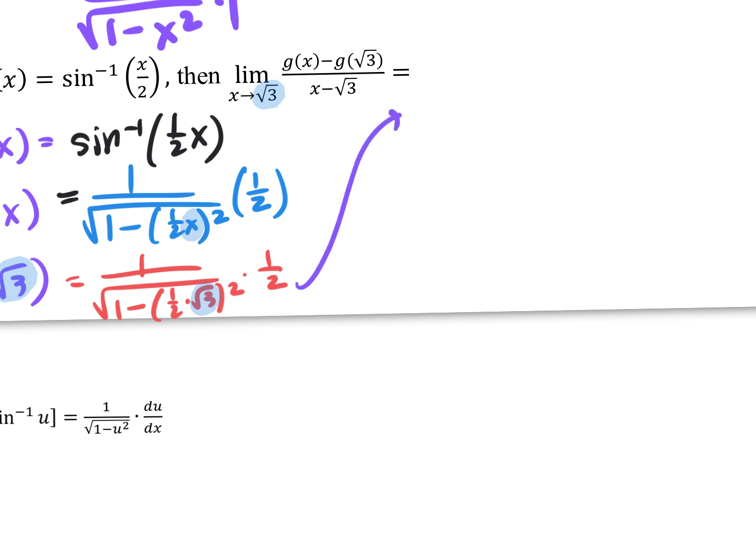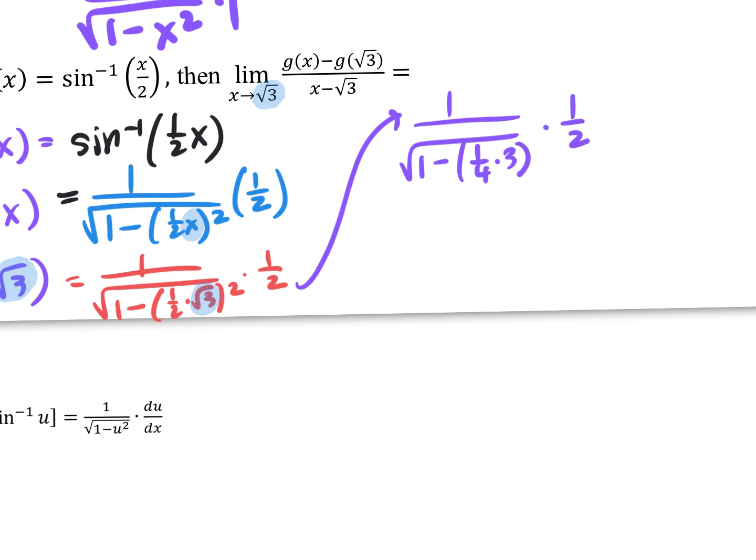Let's do some algebra, people. I have 1 over, big ol' root, 1 minus. This squared goes to both of these terms. What's 1/2 squared, or 1 squared over 2 squared? 1/4. So I got 1/4 times root 3 squared. What's root 3 times root 3? 3.